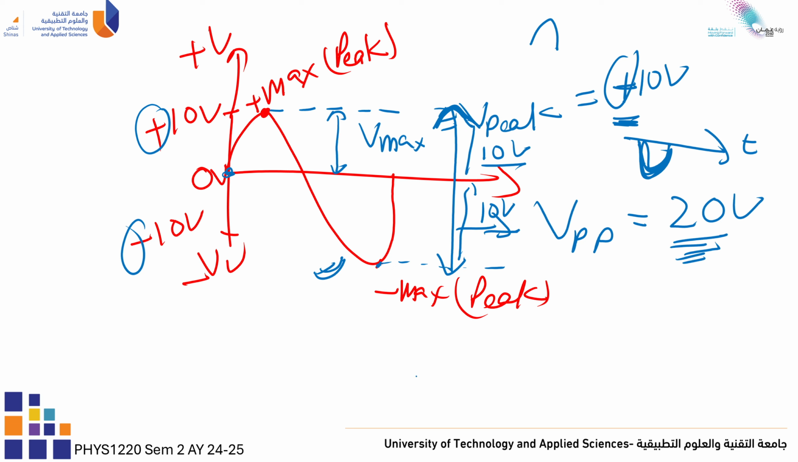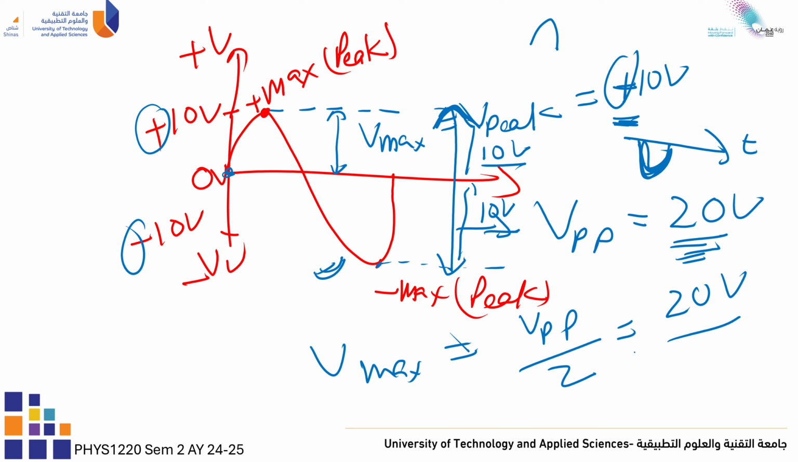Sometimes I have to find the maximum voltage from it. Most of the time the maximum voltage is half of the peak to peak voltage. If peak to peak is 20, then divided by 2 it comes to 10 volt. So the maximum voltage is 10 volt, like this.